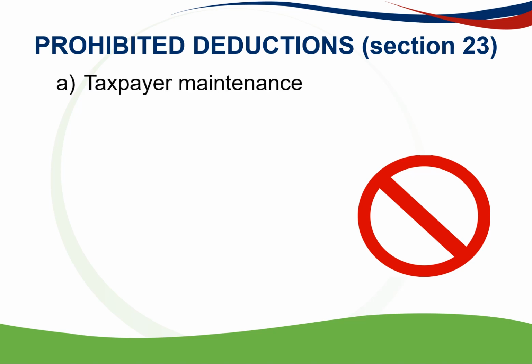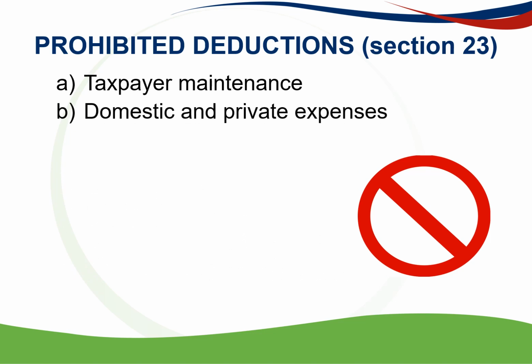First one we are going to look at, taxpayer maintenance. This is your Section 23A. The cost incurred in maintaining the taxpayer, their family, or the establishment is not deductible. Any domestic or private expenses are prohibited as a deduction. That is Section 23B. Section 23C, recoverable expenditure. A loss or an expense is not deductible to the extent to which it's recoverable under a contract of insurance, a guarantee, security, or an indemnity.